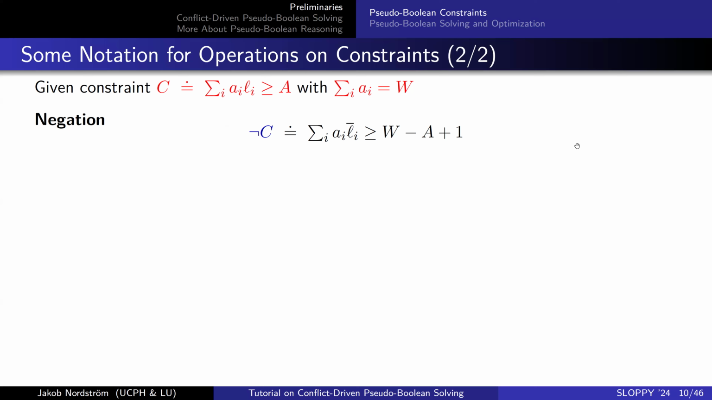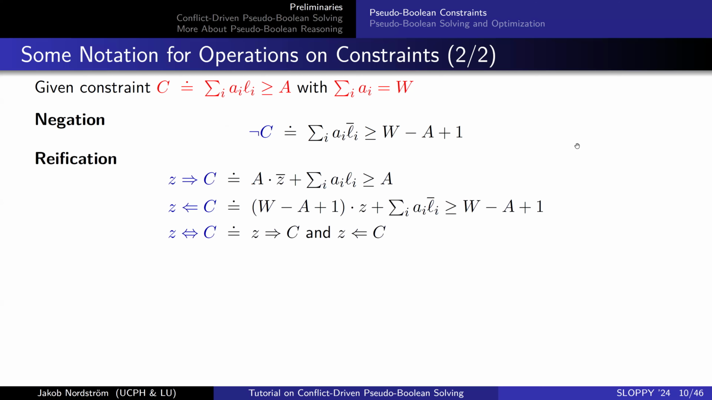Okay. And one nice thing with pseudo-Boolean constraints compared to clauses is that I can take this negation and get a constraint of the same form. If you negate a clause, then you get a bunch of clauses. But here, the negation of a pseudo-Boolean constraint is just another pseudo-Boolean constraint.